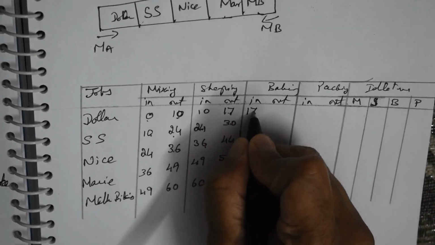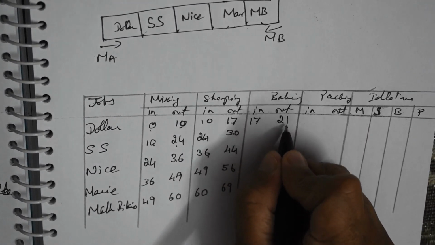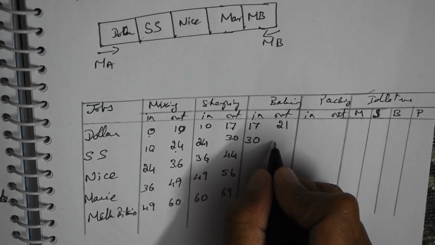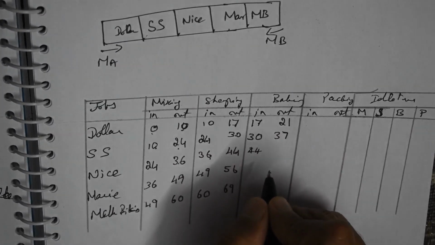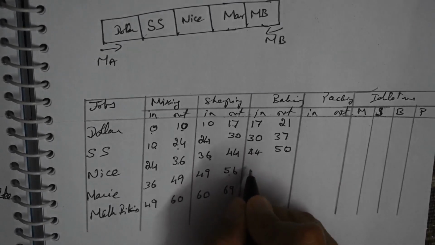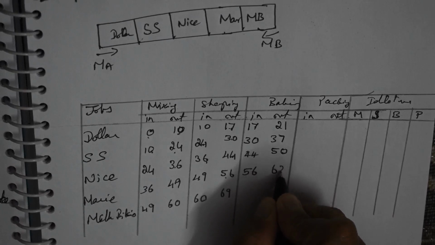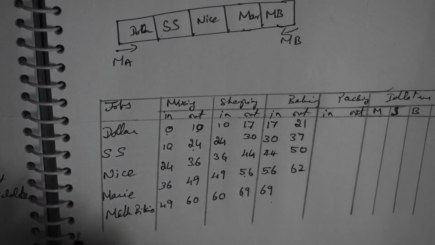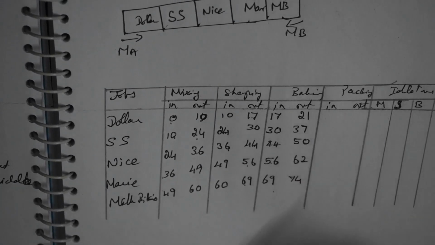Baking will start at 17. Out time for baking in Dollar is 4, which is 21 or 30. We'll take 30. Salt and Sweet is 7, 37. 37 or 44. We'll take 44. Nice is 6. 44 plus 6 is 50. 50 or 56, whichever is higher. Mari is 6. 56 plus 6, 62. 62 or 69, whichever is higher. Milk Bikis is 5, which is 74.